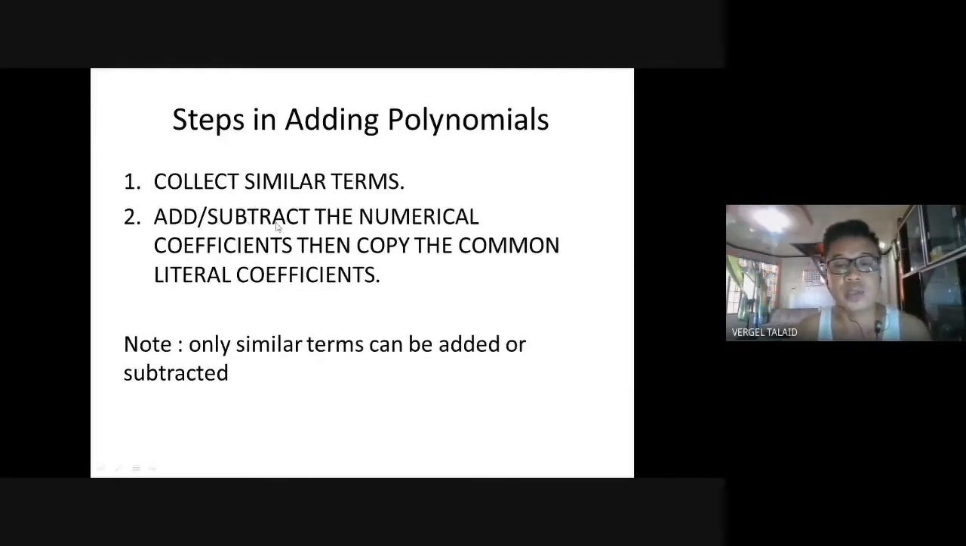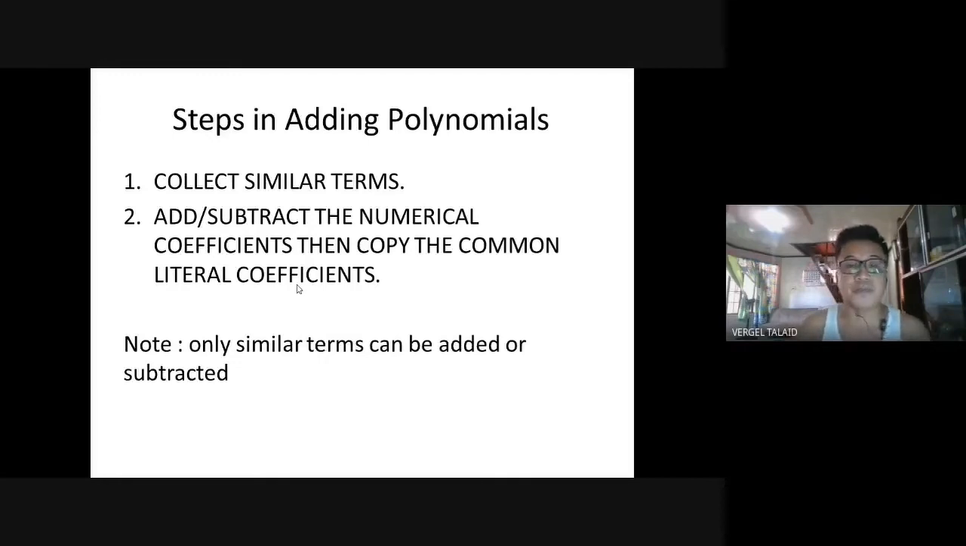Number 2 is add and subtract the numerical coefficients. So only the numerical coefficients will be subtracted or added. When to add? You add if they have similar signs. Still remember our addition of integers. You are going to subtract if they have different signs. Then copy the sign of the largest absolute value. Then copy the common literal coefficient. Take note, in addition of polynomials, we will not add the exponent. We just copy the common literal coefficient. So take note, only similar terms can be added or subtracted.